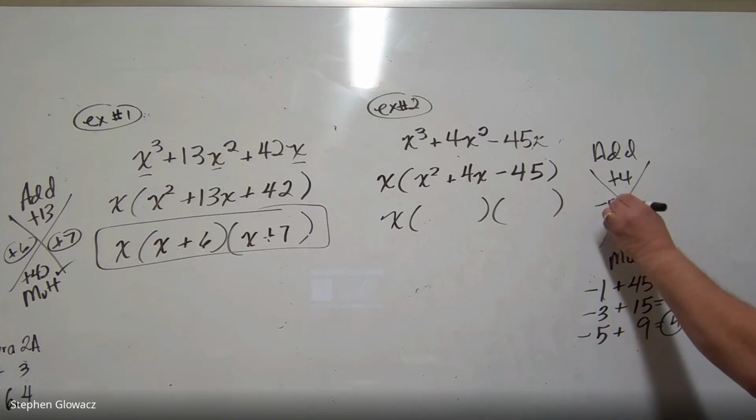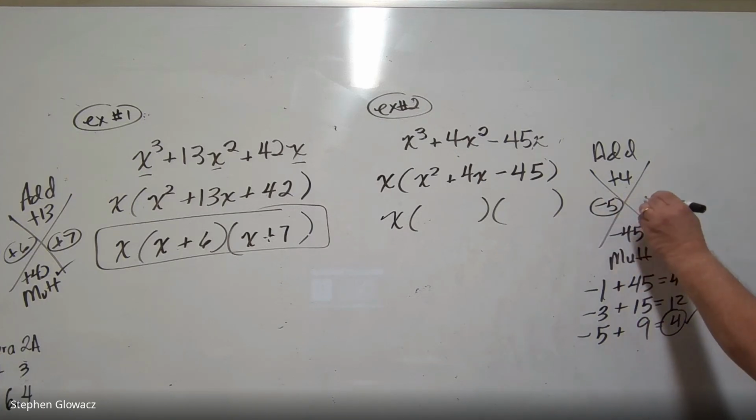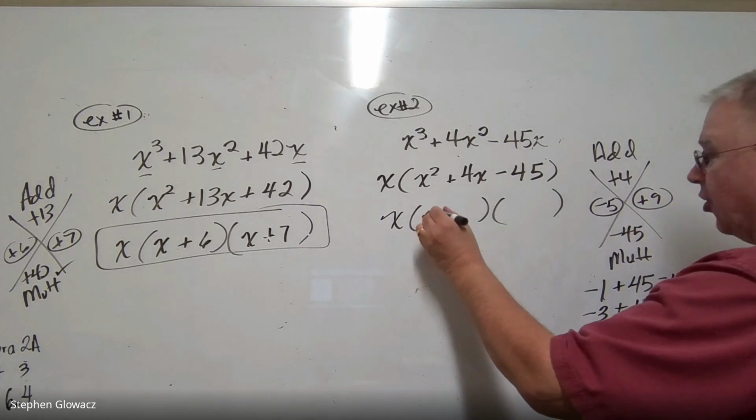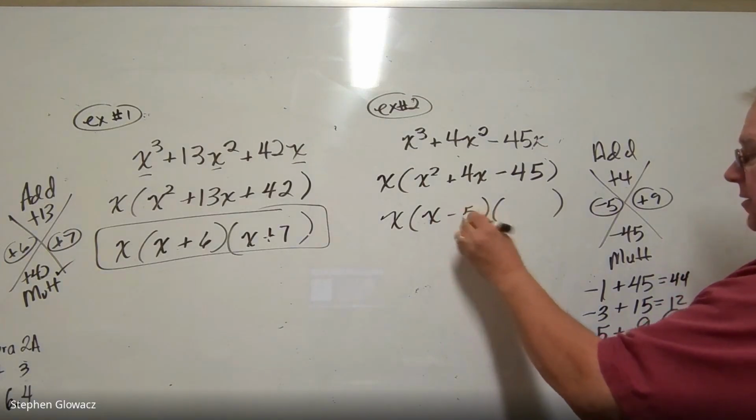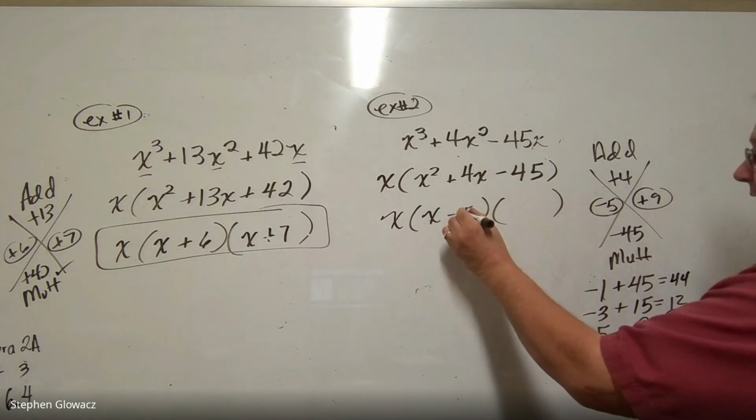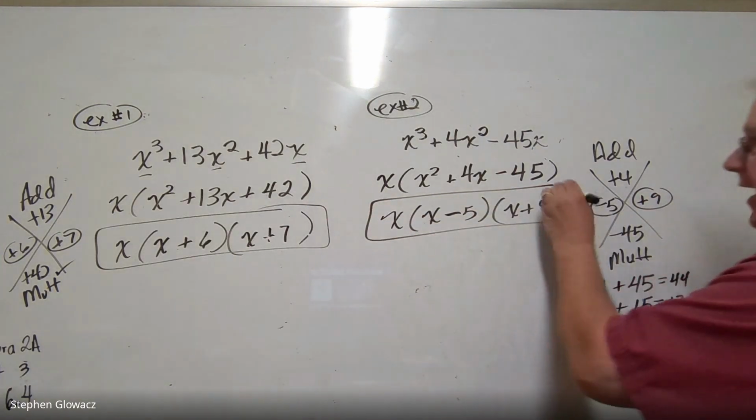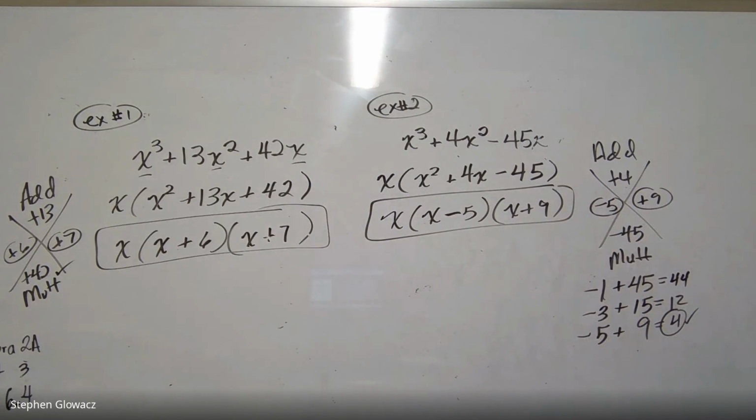So our factors are negative 5 and positive 9. Writing those out as binomials, with the x's, we have x minus 5. Careful, make sure we make that minus. And then x plus 9. And so that is our answer to number 2. Our example for number 2, I should say.